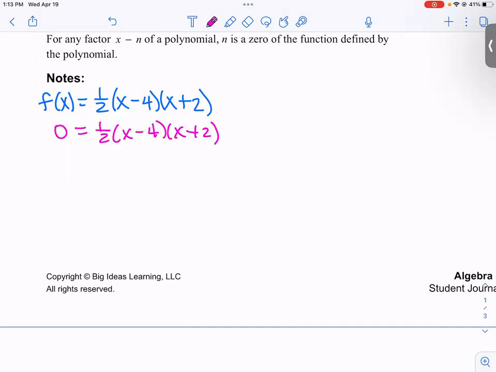Okay. And if I have a product that equals 0, we need to take each of our factors and set them equal to 0. So we can take x minus 4 and set it equal to 0, and we can take x plus 2 and set it equal to 0. So what does this give us? This gives us x equals 4. And this gives us x is -2. That's not what 0 equals, that's what x equals.